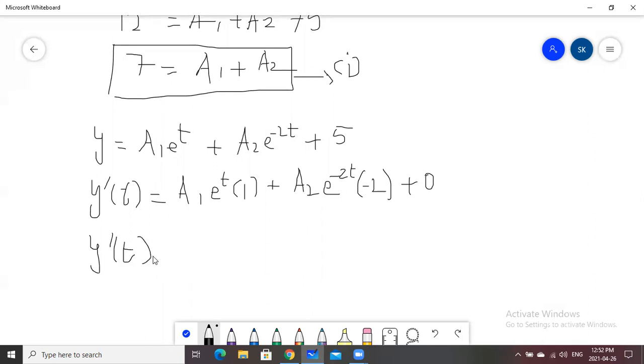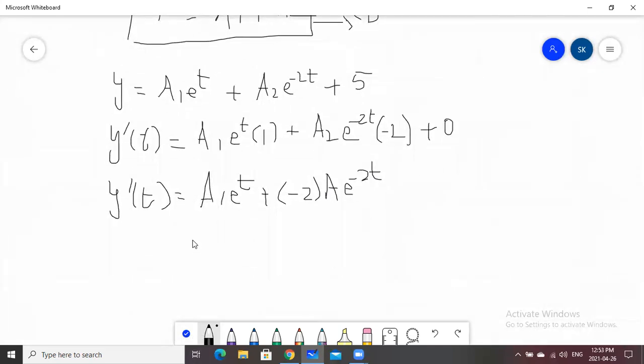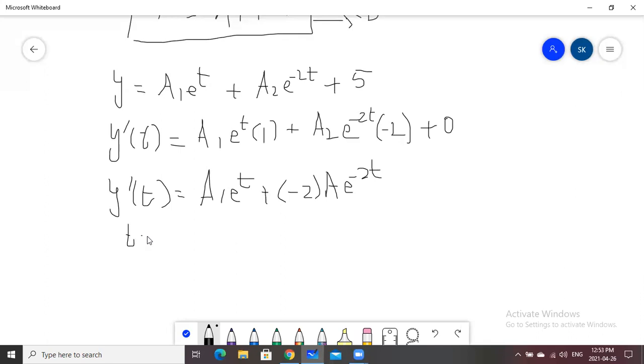Now therefore y prime of t is equal to a1 e raised to power t plus, now we have minus 2 also assigned with this function because of taking the derivative, minus 2 a2 e raised to power minus 2t plus 0. Okay, now what happens next is let t is equal to 0.